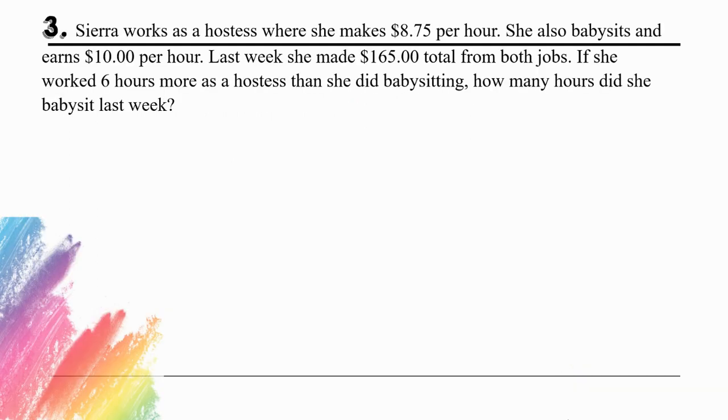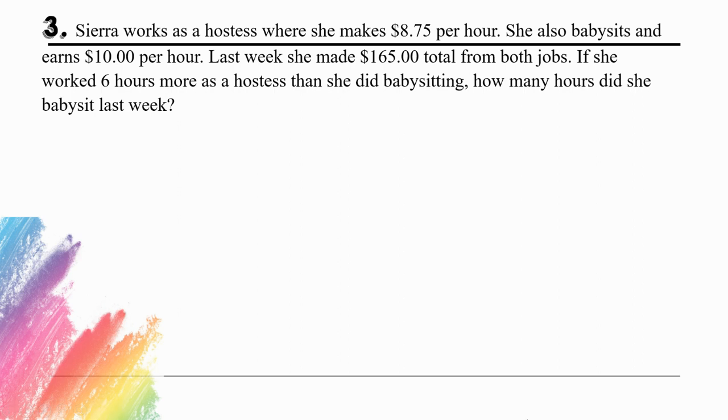Number 3. Sierra works as a hostess where she makes $8.75 per hour. She also babysits and earns $10 per hour. Last week, she made a total of $165 from both jobs. All right, so just that first sentence, first of all, we're given a rate, two different rates, a per, and then a total. So remember, anytime you're given two rates and the total, that means you'll be writing an equation in standard form.